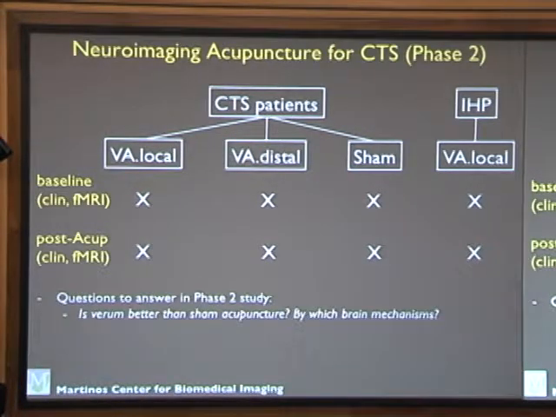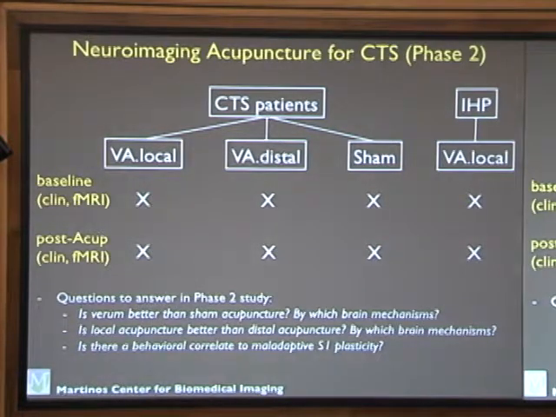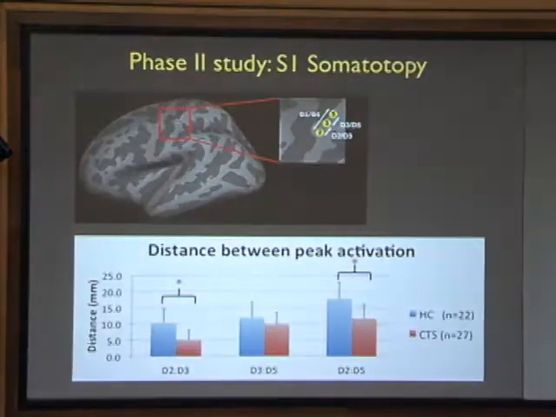So we have several questions we want to answer here. For example, is verum acupuncture better than sham acupuncture, and by which brain mechanisms? Is local acupuncture better than distal acupuncture, and by which brain mechanisms? Is there a behavioral correlate to maladaptive S1 plasticity? And what brain mechanisms might underlie patient response to sham acupuncture? These are all important things to answer.